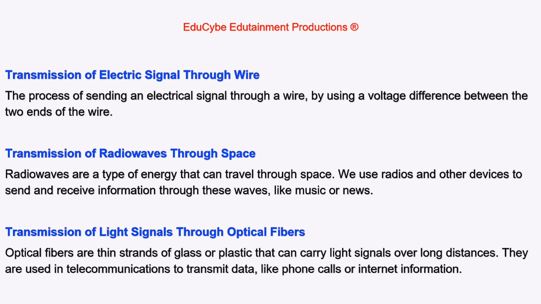Transmission of radio waves through space. Radio waves are a type of energy that can travel through space. We use radios and other devices to send and receive information through these waves, like music or news.